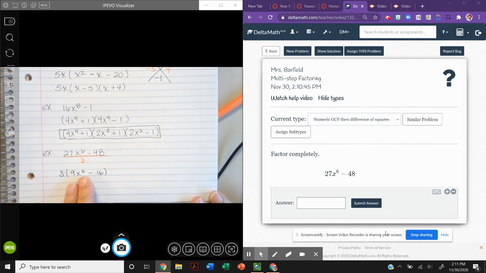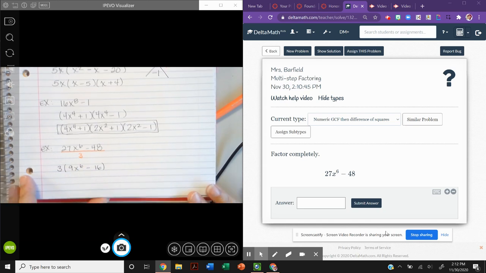All right, now I'm going to ask myself my second question. In the parentheses, do I have a difference of squares? All right, and I do. The square root of 9 is 3. The square root of 16 is 4. And I can divide 6 by 2. And of course, the most important, I do have a minus sign.